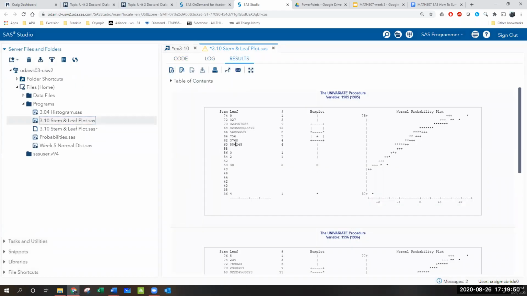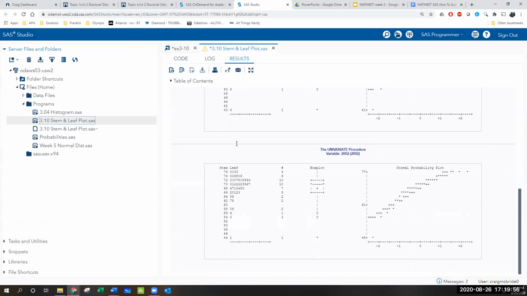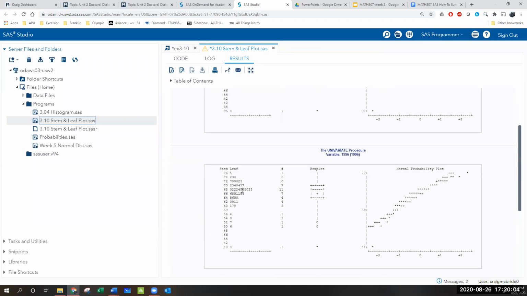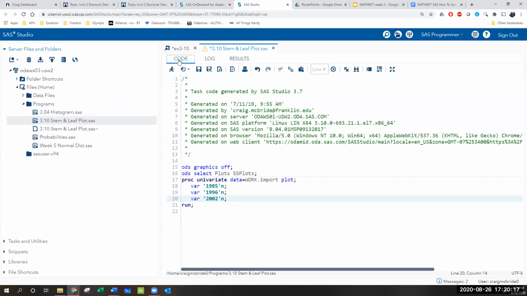There we go. So there's the stem and leaf plot for the first one. There's the stem and leaf plot for the second one. And the third one. Dr. McBride, do you see how the stems have double digits? Yes, I do, actually. Okay. That is wrong. I wonder how we change that. I have some code that did work. Okay. I'm going to put it in the chat. Perfect.